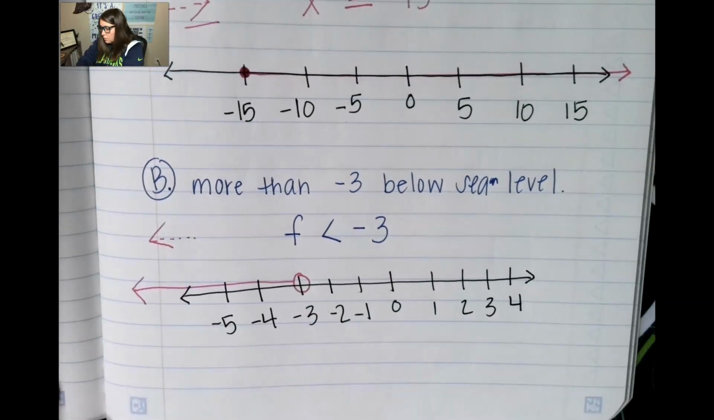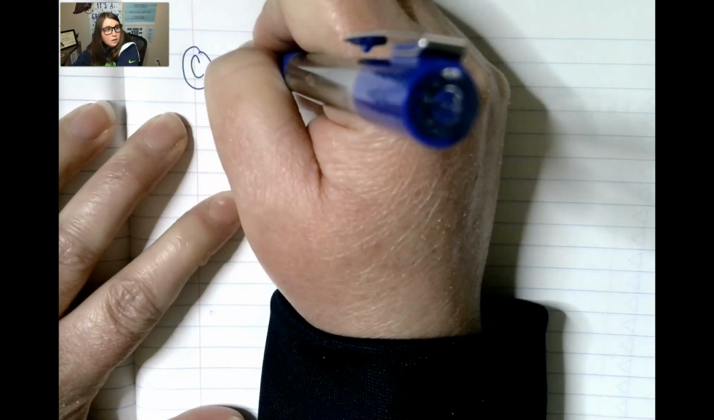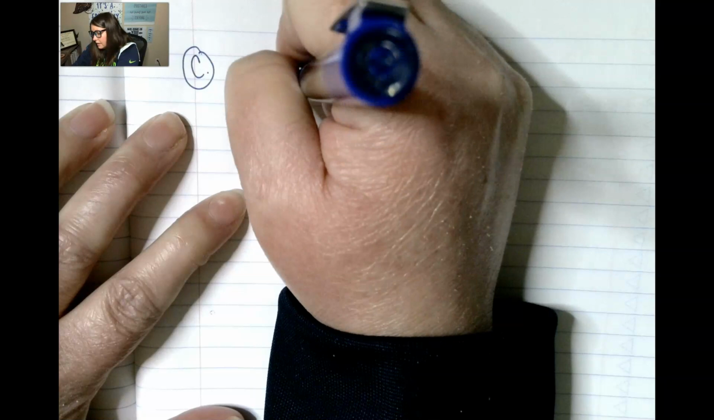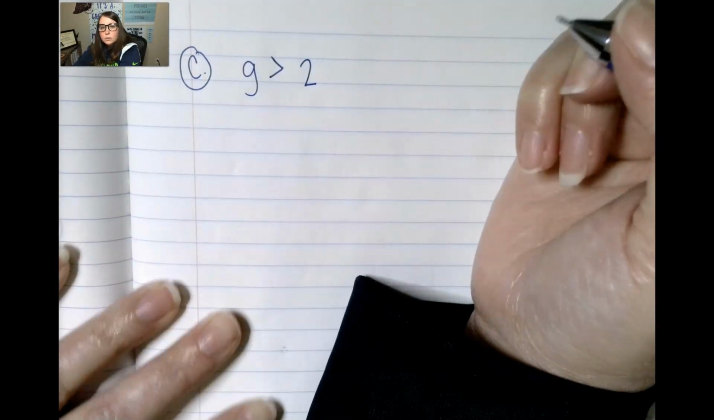Okay, let's do one more example. I'm going to turn the page so that we can see what this example looks like. On this example, it says to graph the inequality of G is greater than 2.